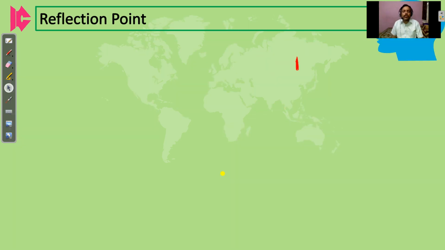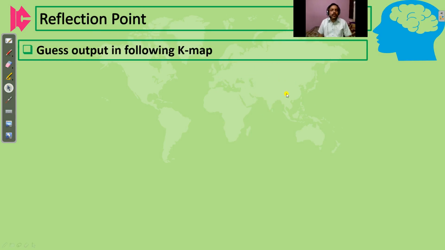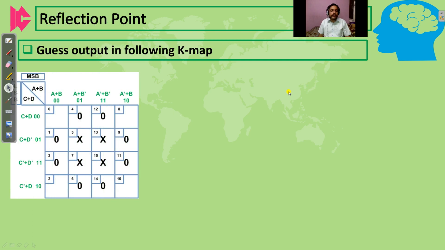Okay, so let's have a reflection point. I am giving you the examples over here. You have to recognize whether it is a POS or SOP form, and then you have to answer this. Guess the output of the following K-map. Can you guess the output of this K-map? How can we make the combinations? Think over it, pause the video for some duration and write down the output equation.